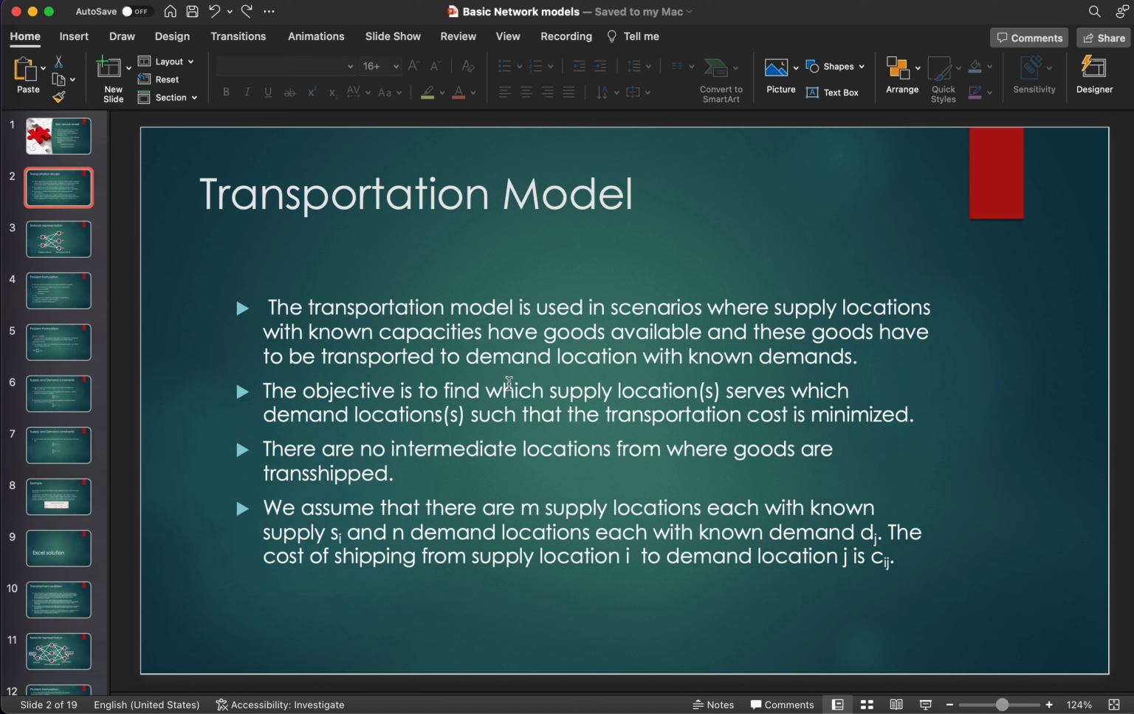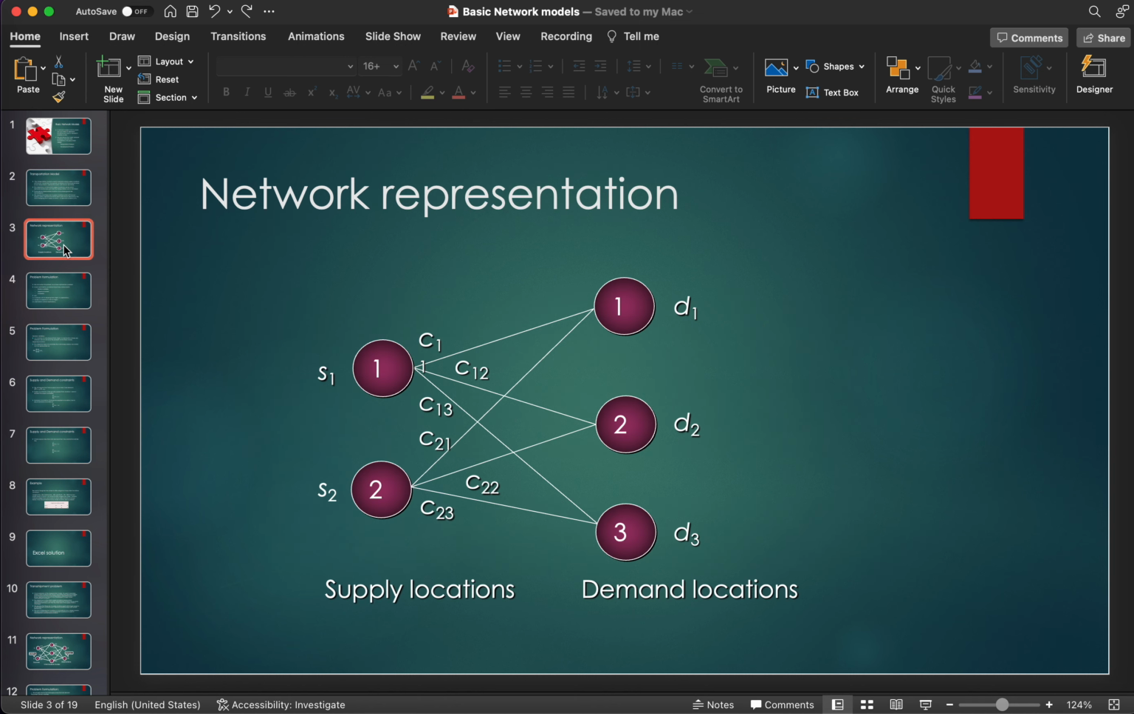We will assume that each supply location I has a supply of S sub I, and each demand location J has a demand of D sub J. So S sub I for supply and D sub J for demand, and the cost of shipping from supply location I to demand location J will be represented as Cij. So what does all of this mean? Here is a representation of a simple transportation model.